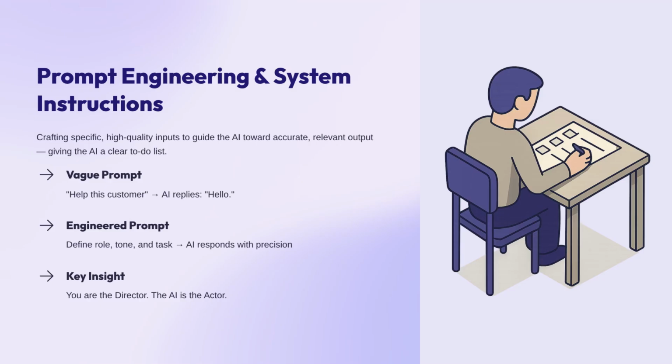You've probably noticed at the office how much better a new intern performs when you give them a clear checklist. Prompt engineering is that checklist for the AI. Let's break this down together. We are the directors and the AI is the actor.